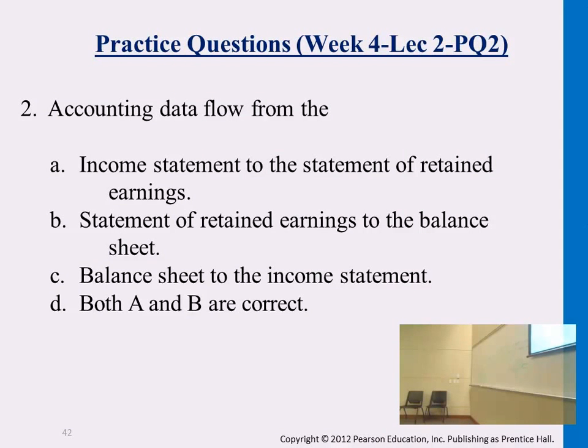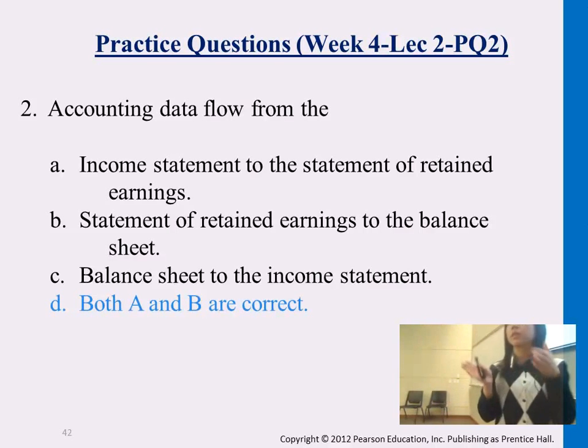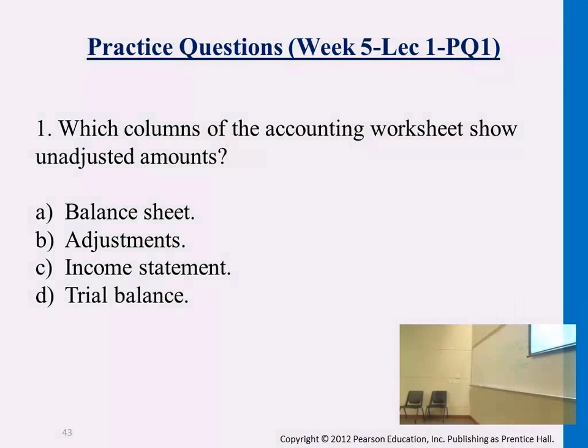Accounting data flow, the relationship between statements. Which one is correct here? It will be both A and B, right? We always prepare statements from the income statement to the statement of retained earnings, and then retained earnings to the balance sheet. This is always the flow, okay? Because the income statement is narrower, it goes to retained earnings, and then the balance sheet is the most comprehensive one. In the worksheet column that is not adjusted, what do we call that? Not adjusted would be the trial balance, right? After adjustment will be the adjusted trial balance.